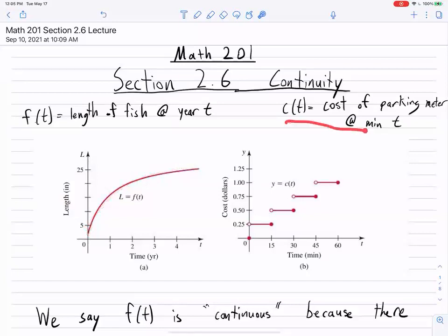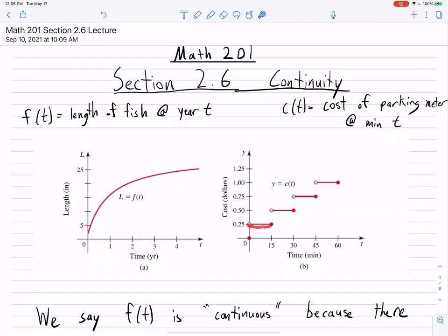As opposed to this function right here, which is the cost of a parking meter at minute t. So if you've ever used a parking meter before, you know that it costs 25 cents for the first 15 minutes. And then for every 15 minutes after, it's another 25 cents. And so it doesn't matter if you stay there 1 minute or if you stay there 14 minutes, you're going to pay 25 cents. And then the moment you go above 15 minutes, it jumps up to the next one. So if you stay there for 15 minutes, you'd only pay 25 cents. But if you stay there for 16 minutes, now it bumps up to the next, and it doesn't matter how much longer you stay as long as it's within that next 15 minutes.